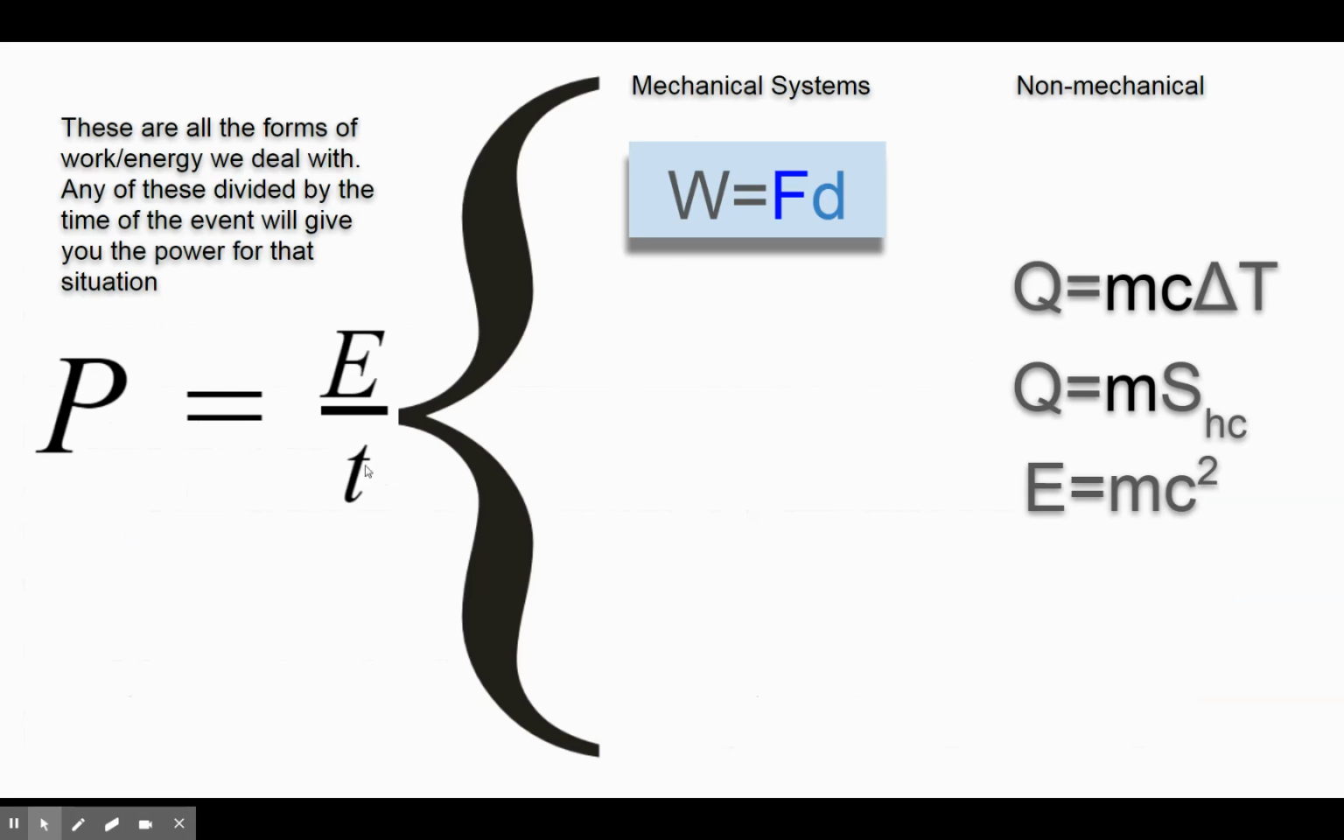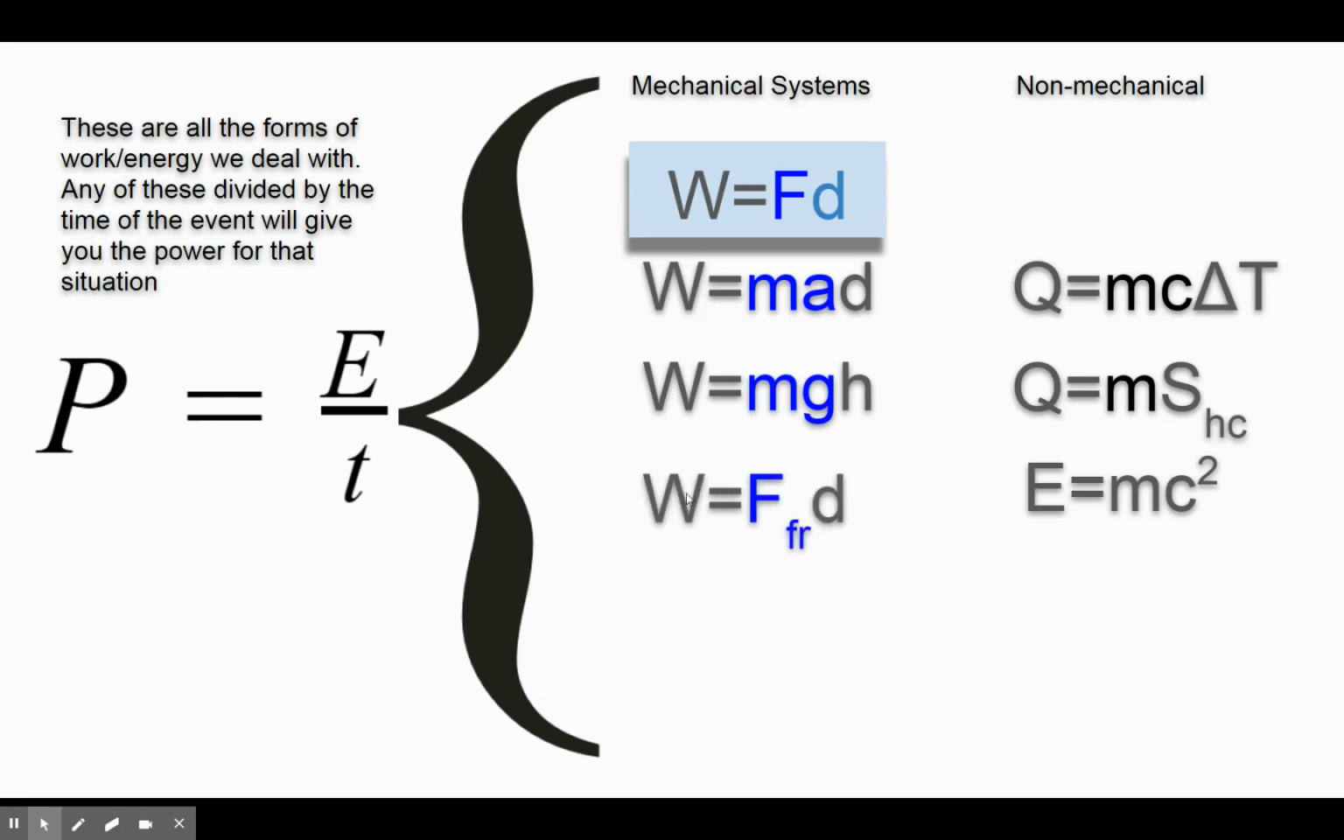Any energy we've used in this course, you can divide by time and get the power. Whether it's the general statement for work, an expanded statement for work, work due to gravity, work due to friction, work due to stretching a spring, which is grade 12, or kinetic energy, and of course you can use the heat formulas. You can even use Einstein's formula in there. It doesn't matter. You divide it by time, joules per second becomes watts.